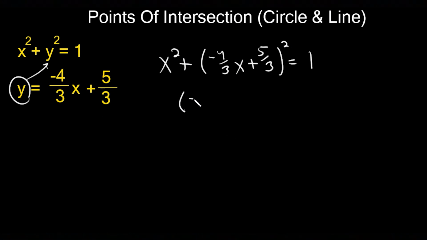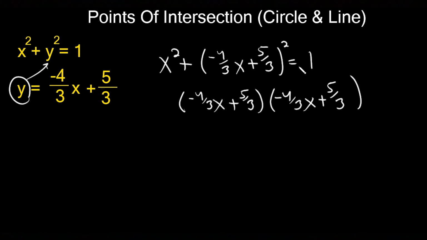I'm going to say here negative 4 over 3x plus 5 over 3 times the same thing. Negative 4 over 3x plus 5 over 3, right? And then close it. So again, we have to do FOIL here. That's first, outside, inside, last to expand it out. So when I do first here, what do I get? I'm going to multiply this term and this term.